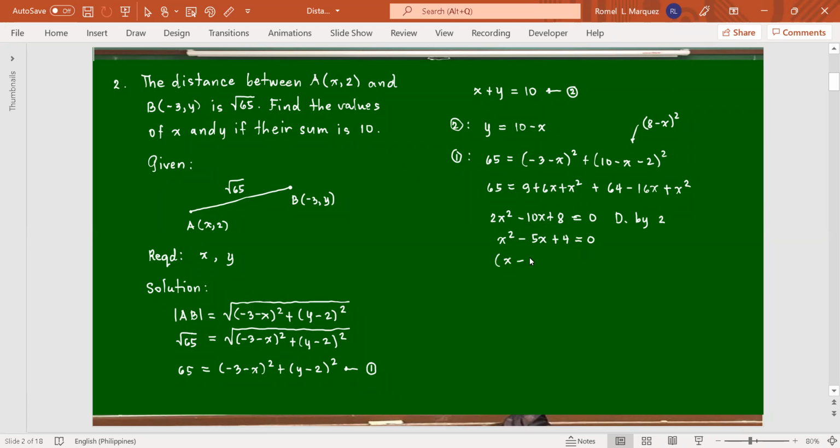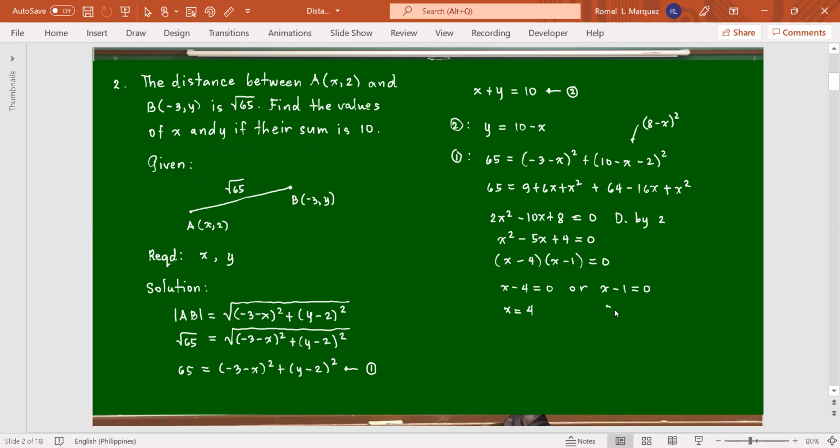I think this left side is factorable. So x minus 4, x minus 1. Am I right, guys? Getting x minus 4 equal to 0 or x minus 1 is equal to 0. Remember, one of the methods in solving a quadratic equation is factoring, applying what property? AB is equal to 0 if A is equal to 0 or B equal to 0. That property. So solving for this linear equation, we have x equals 4.